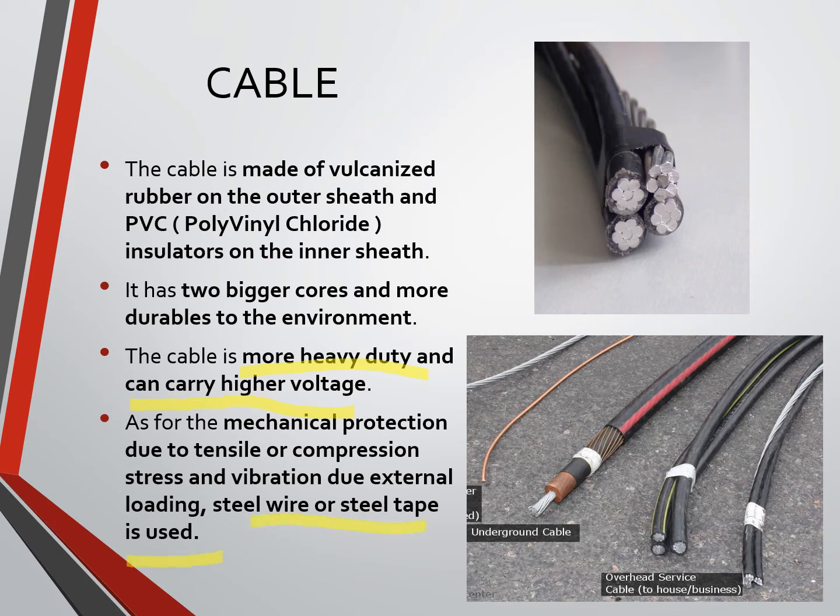Okay, so we are using steel tape for avoiding the tensile and the compression stress. Okay, we need to avoid the overloading or external loading from the outside. So you can see here, this type is basically used for underground cable, and another one is for houses and business. Okay, overhead service cable. This is larger than this one. This one is smaller than the other one.